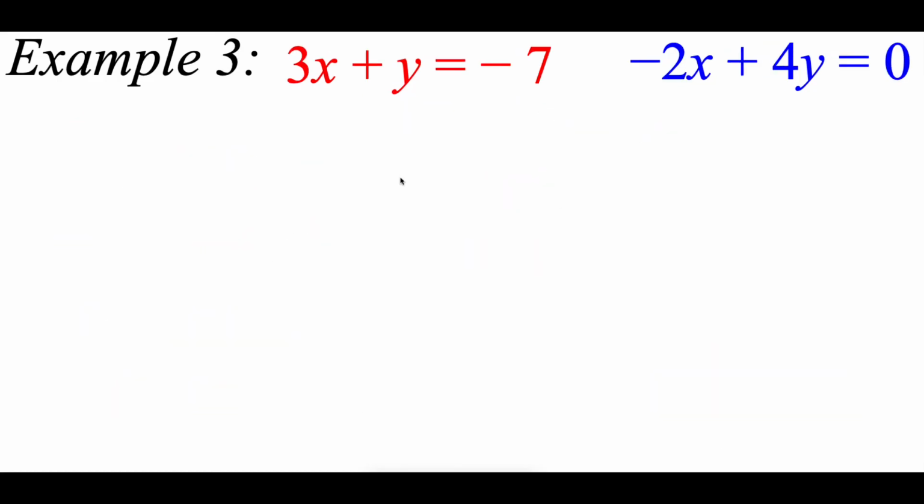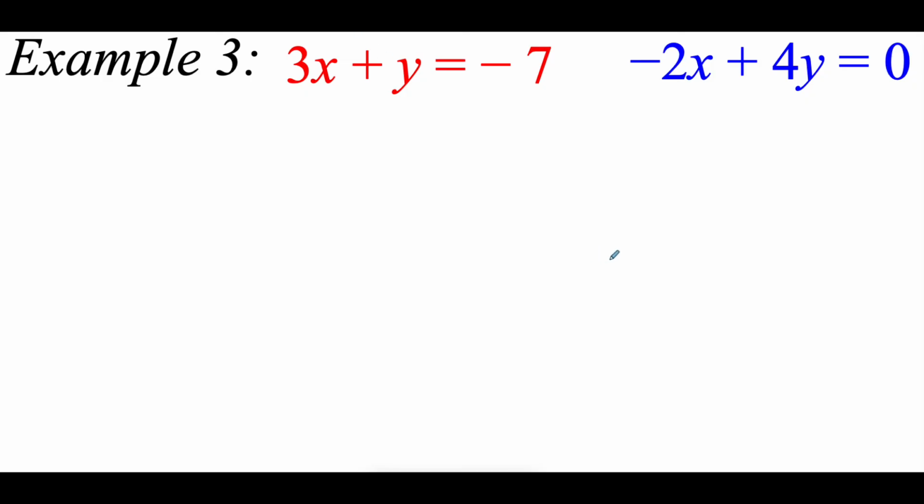Now as we take a look at this third example, when we're doing step number 1, we're trying to get one of the variables all by itself. In the first two examples, that has already been done for us. As we take a look at the equations that we're given this time, we don't have a variable that's all by itself on one side of the equation. So there is a little bit of work that we're going to have to do for step number 1 this time.